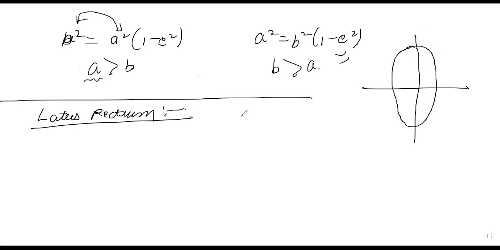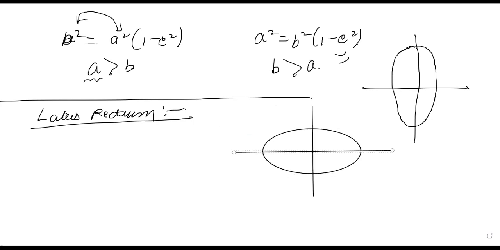So in case of parabola, we know that latus rectum is what? A line which is passing through the focus, and whose endpoints lie on the parabola, and this line is perpendicular to the axis of the parabola. So similarly, in this case also, it is a line segment which is passing through the focus and perpendicular to the major axis. So if there is a focus here, the line which is passing through the focus perpendicular to the major axis and whose endpoints are lying on the ellipse.